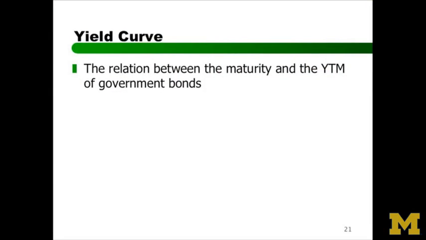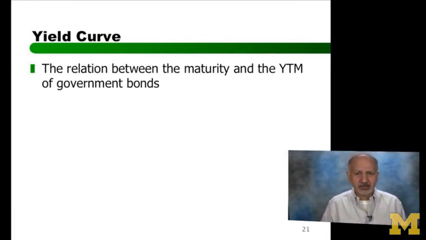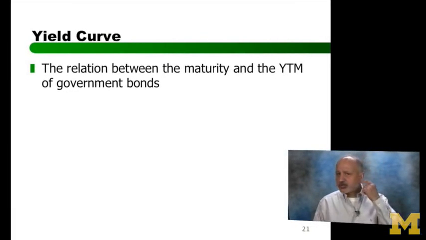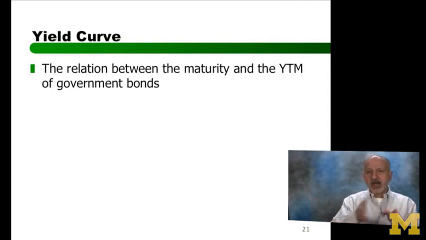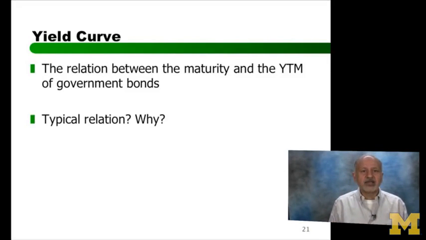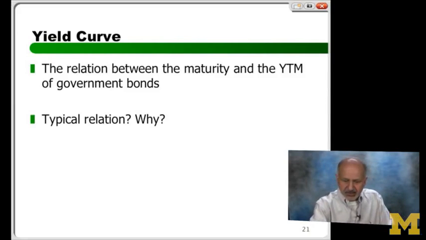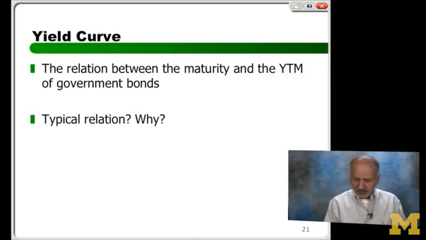And purely should be zero coupon bonds because it's trying to show you the connection between the length of time and the interest rate on government bonds. So if you throw in coupons, it's not really picking up the relationship cleanly. Let me just show you the typical relationship and why.